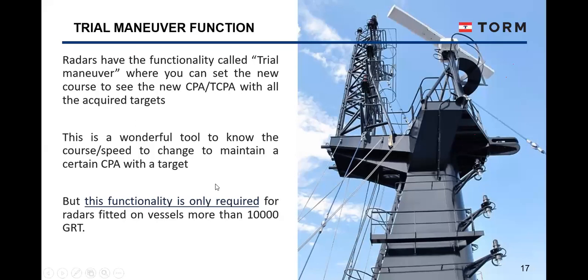Trial maneuver function. Okay, all ARPA have this one. Radars have the functionality called trial maneuver, where you can set the new course to set the new CPA and TCPA with all the acquired targets. This is a wonderful tool to know the course or speed to change to maintain a certain CPA with the target. But this functionality is only required for radars fitted on vessels more than 10,000 gross registered tonnage. GRT means gross registered tonnage. So it has a trial maneuver. When you click that, you will see what will happen with the CPA and TCPA. And you can even increase for how many minutes you want to determine it.